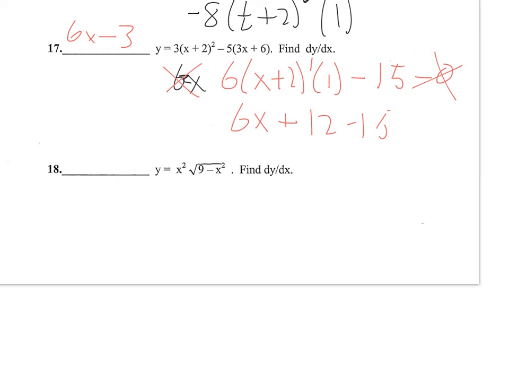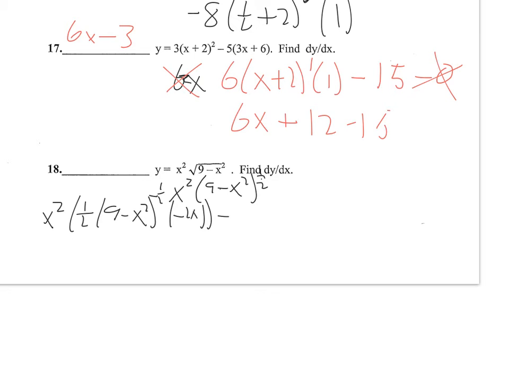Alright, now let's go down here and let's rewrite this as x squared times (9 minus x squared) to the 1/2 power. So it's 1/2. Okay, so we'll go ahead and start over here. Leave the first, so it's x squared times 1/2 times (9 minus x squared) to the negative 1/2 power, and then times negative 2x, plus the derivative of x squared, which is 2x, times (9 minus x squared) to the 1/2 power.